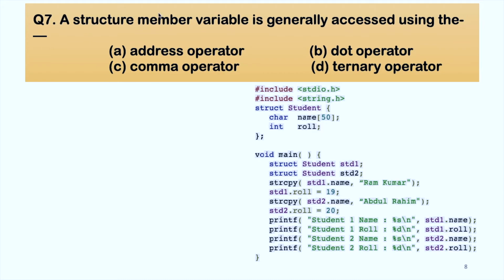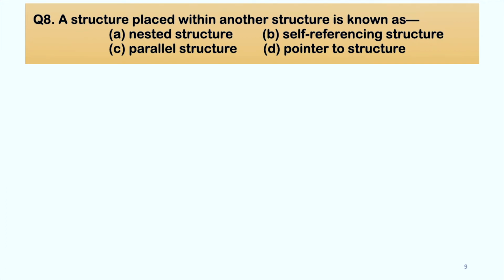So this is called the dot operator. Name and roll number are member variables of the structure student. When these member variables are accessed, the dot operator is used in C. So the dot operator is the answer. Going to the next question.